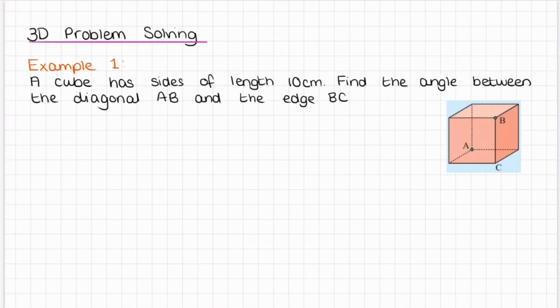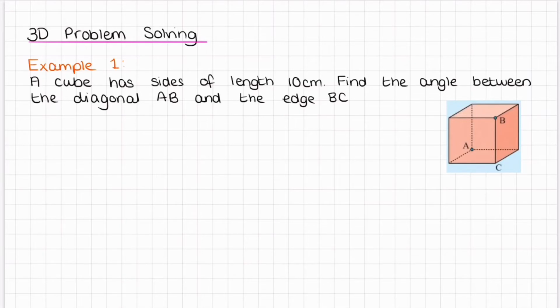Alright, so we have a cube with sides of length 10 centimeters. Find the angle between the diagonal AB and the edge BC. So if we look at this cube, we're going to want to draw a little diagram with our sides that it wants us to look at.